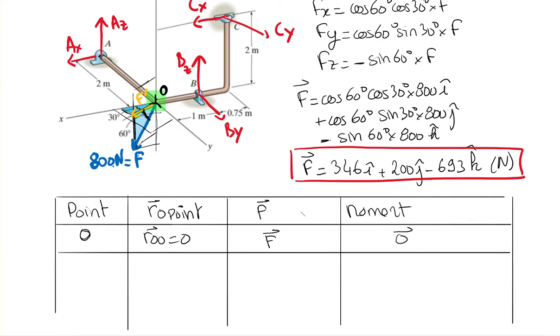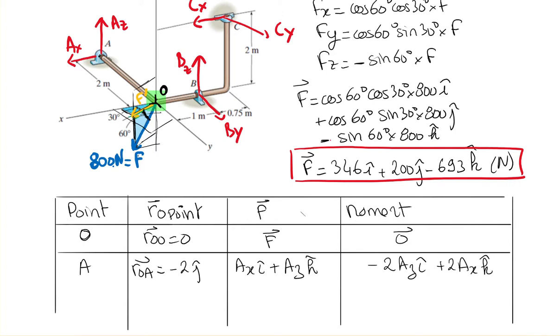Okay, point A: r_OA, from O to A, is equal to minus 2 j-hat, and the force is equal to Ax i-hat plus Az k-hat. And now the moment: j cross i gives minus k, so plus 2 Ax on k; and j cross k is plus i, so minus 2 Az on i-hat.